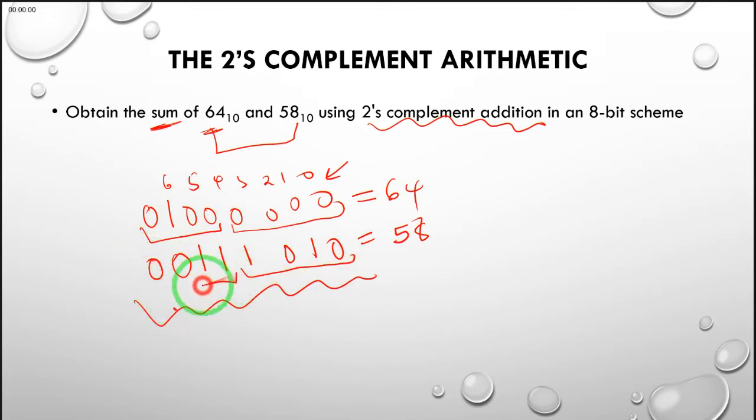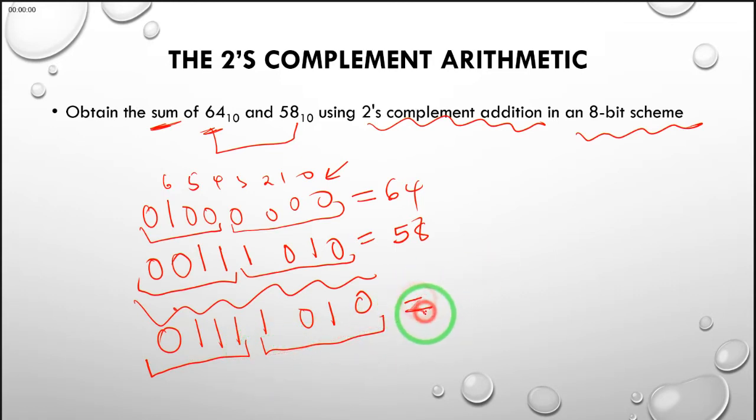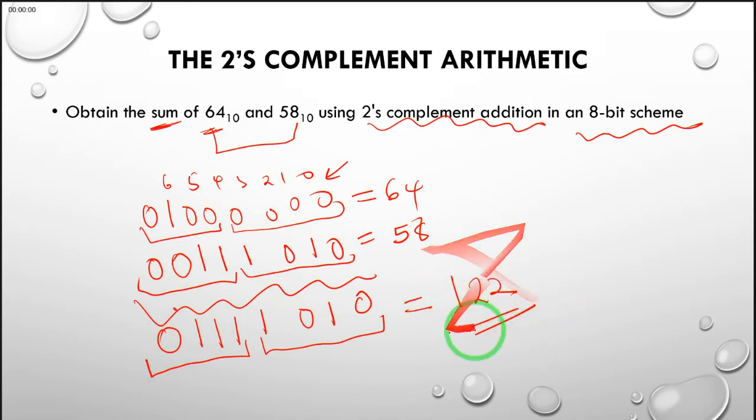That is the requirement we are given, that we are operating in an 8-bit scheme, and for that reason we perform the normal addition. This becomes 0 1 1 1 1 0 1 0. As we can see, there is no overflow bit. These are also in the 8-bit scheme, and therefore this should be the answer of this summation, and this should be equivalent to 122. I believe if you evaluate this one, you'll find that that is true. So that is how we perform the summation using the 2's complement method.